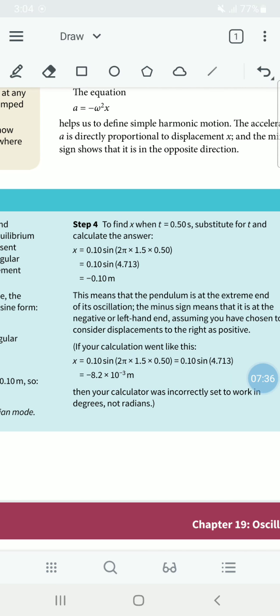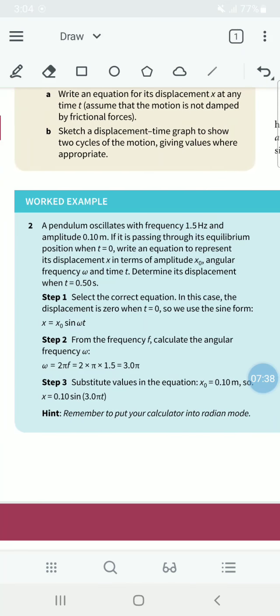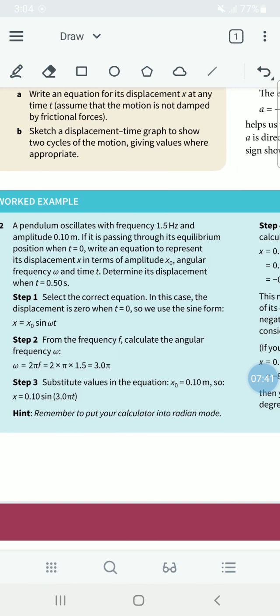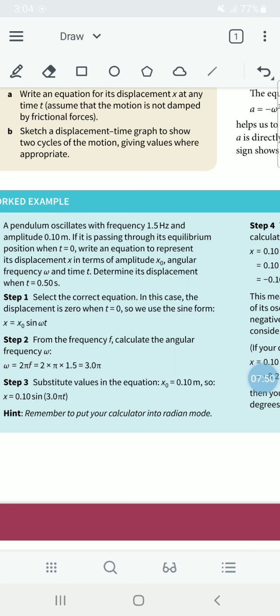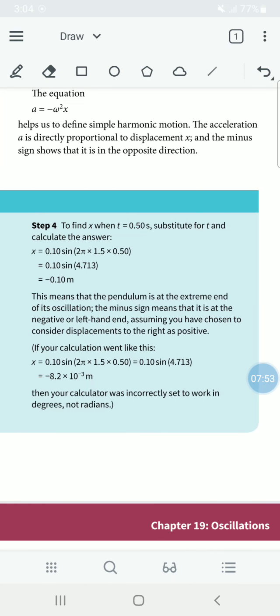To find x when t equals 0.5 seconds, here we have xo equals 0.1 meters. So x equals 0.1 sine 3 pi t. To find x when t equals 0.5 seconds, substitute t. Instead of t, you put 0.5 and you will get negative 0.1 meters. Please remember, if you do not have the radian mode, you will have some difficulties doing this question.